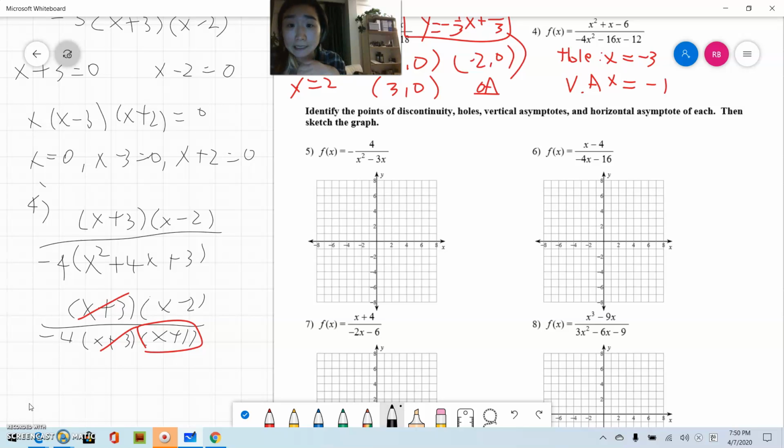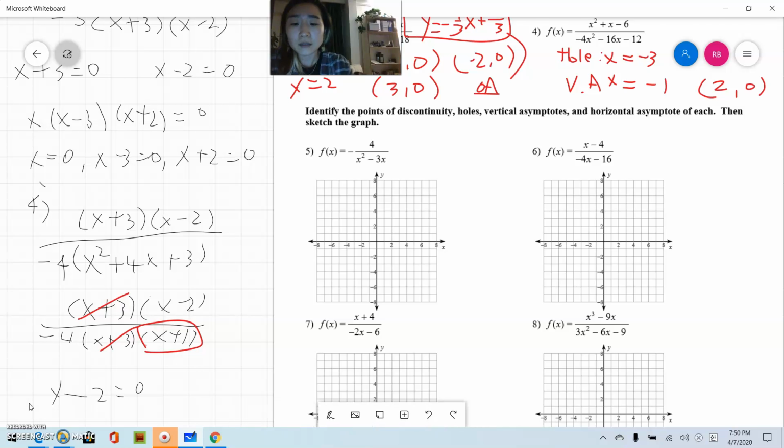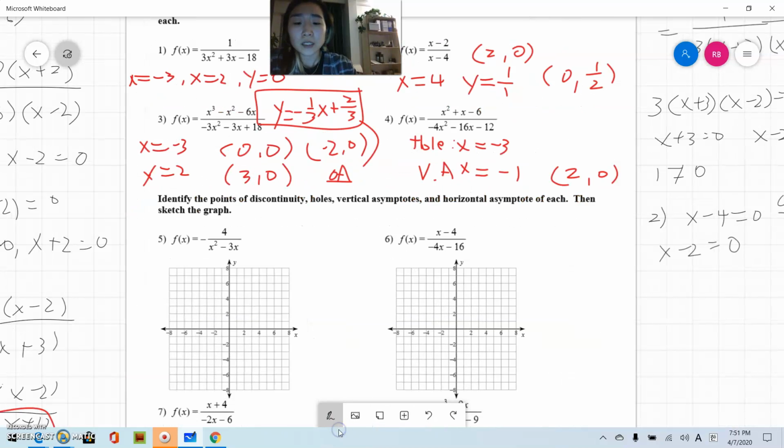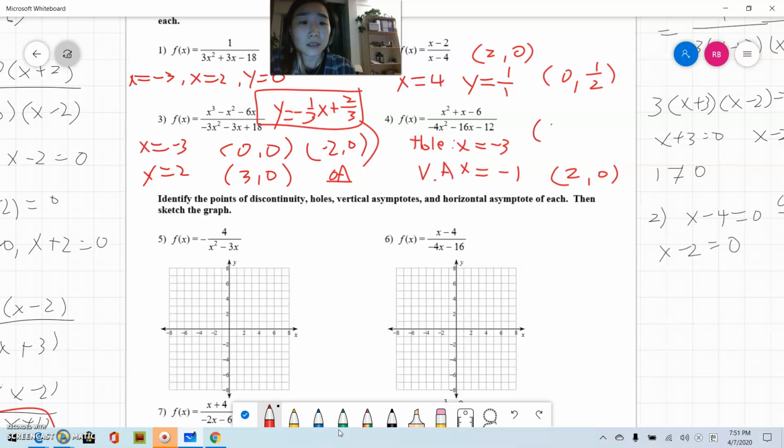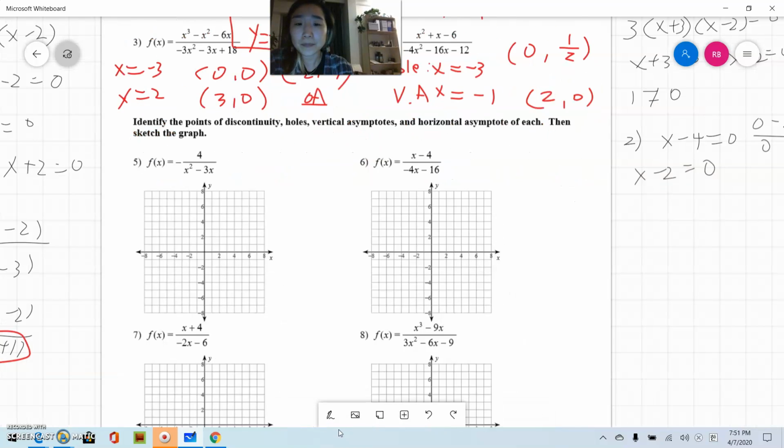And then to find the zero, I need to set x minus 2 equals 0. So x equals 2. So 2, 0. And then for the y-intercept, I need to plug in 0 everywhere. So then when I do that, it's going to be 0, 1/2. Okay. I know I'm moving a little fast. It's because I'm assuming that you have already solved all these questions, and you're only going to need to look at certain things that you're stuck at. Okay. All right, number 5.